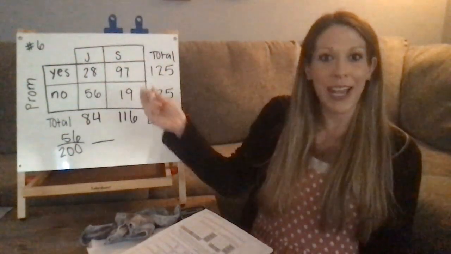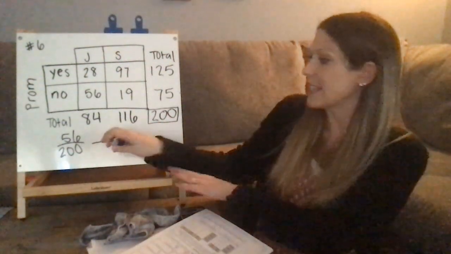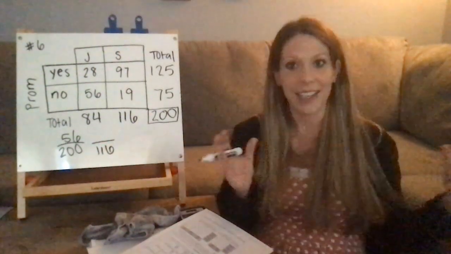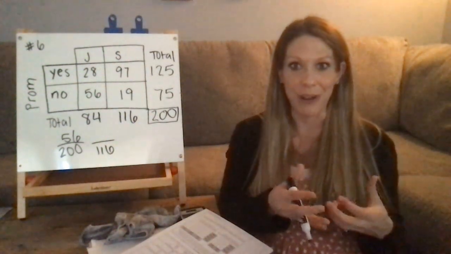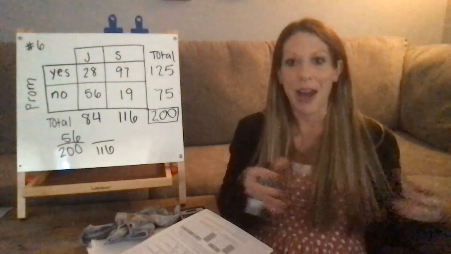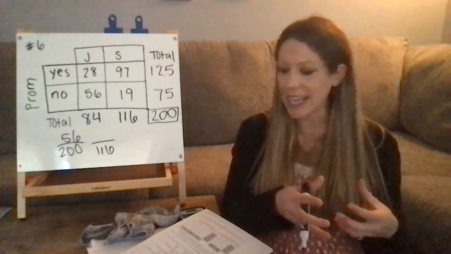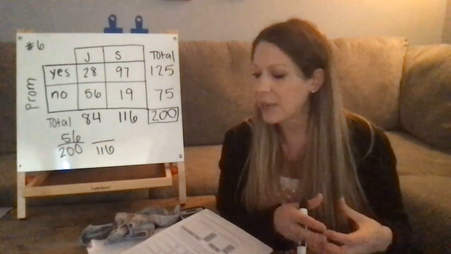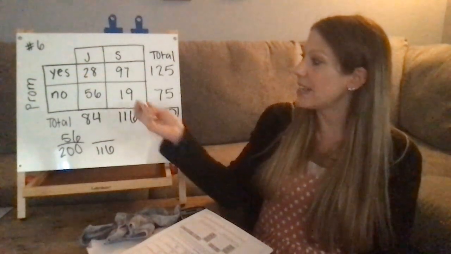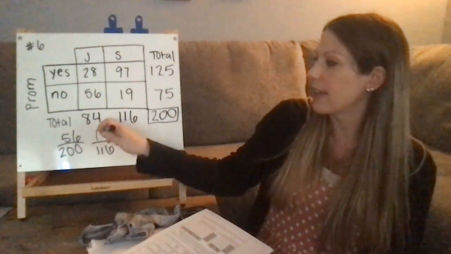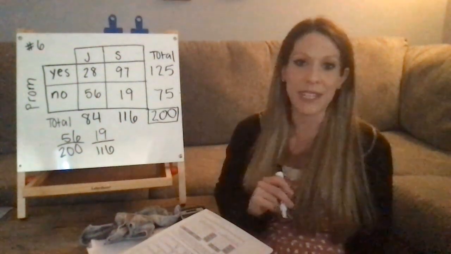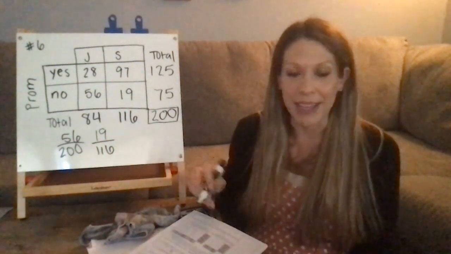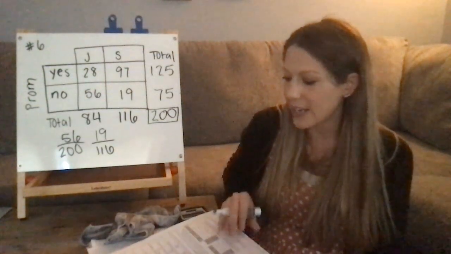And we already added those up. There are 116 seniors. So that's going to be our denominator. That's kind of the sample space that we're drawing from, given that it's a senior. So out of our seniors, 116, what's the probability of drawing one that did not attend prom? So seniors that did not attend prom were 19 out of the total number of seniors, 116. And that does not reduce, so that would be our final answer to B, 19 out of 116.